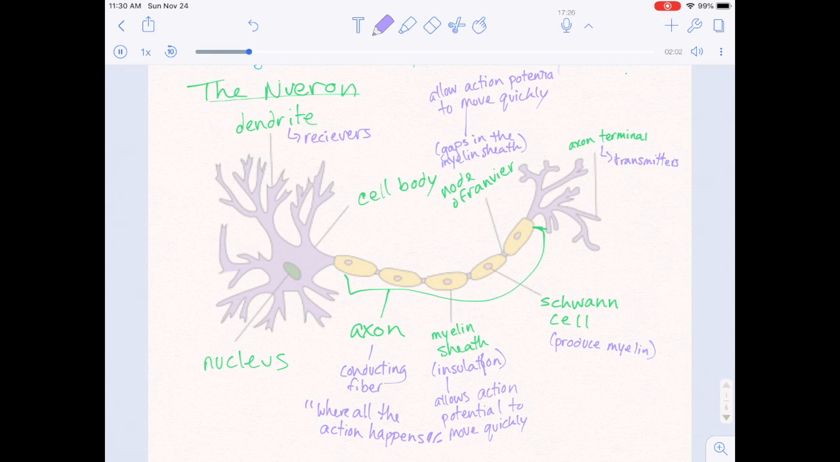The node of Ranvier refers to the gaps in between the myelin sheaths on the Schwann cells, and they allow action potential to move quickly through the neuron and jump from Schwann cell to Schwann cell. The cell body is pretty self-explanatory. It's this part of the neuron that contains the nucleus. We have the dendrites that allow for cell communication. They are the receivers. And the axon terminal contains the neurotransmitters. Now we'll get into the process of cell communication a little bit later, but basically the neurotransmitters located in the axon terminal and the receivers located in the dendrite work together to transport information from neuron to neuron.